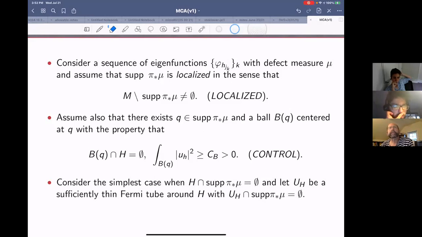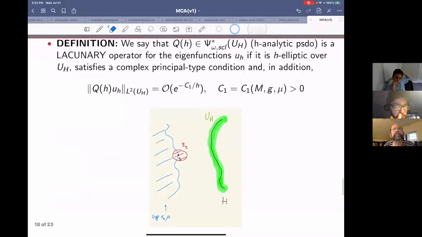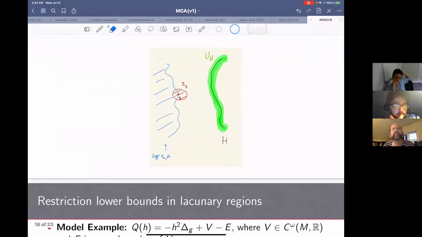The simplest case here is I have some hypersurface that's sitting inside the complement of the support of the push forward measure. And I take a thin Fermi tube around the hypersurface, which is also disjoint from the support. So the picture here looks like that. You've got the blue set, which is the support of the push forward measure. You've got some red ball here where I know there's mass from below. So that's some sort of control condition. And then I've got a hypersurface in black outside, and I've got a green thin Fermi tube around it, which is also outside.